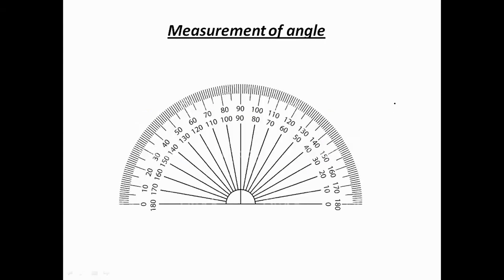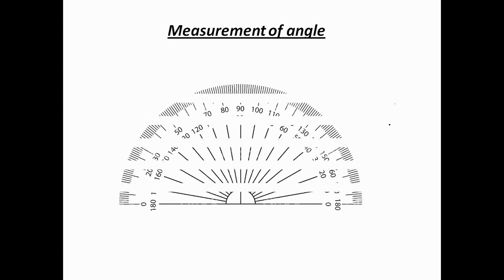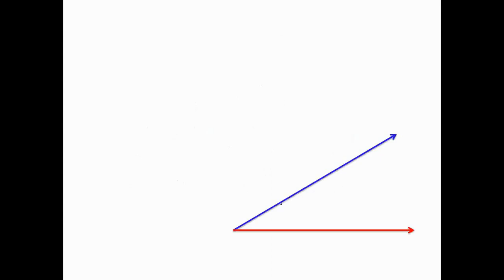To measure the angle, we need a tool called a protractor, which you can see on the screen right now. Let's measure this angle. To measure this angle, I will keep the protractor at the vertex. So this is the vertex. Vertex means the point joining the lines of the angle. So I will keep it at the vertex.